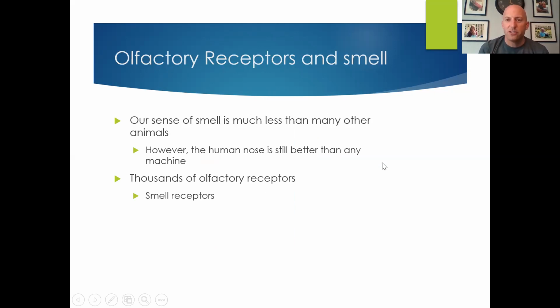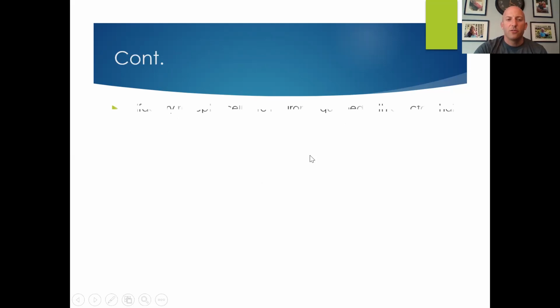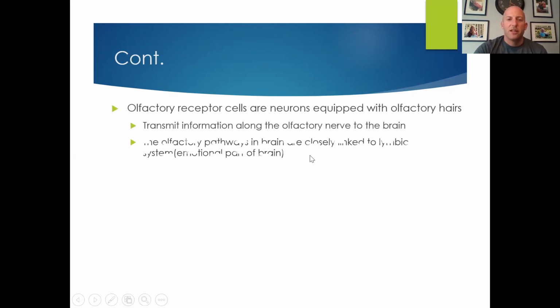My kids and I were watching a show the other day about dogs, and I want to say that bloodhound dogs, which have the best smell, was somewhere around 60 times what we could smell, which is crazy. And I'm sure there's different ways that other sources might describe that. Okay, so we can still smell better than any machine, and those olfactory receptors pick up on information that sends it to the brain, and we said it was closely linked to the limbic system.